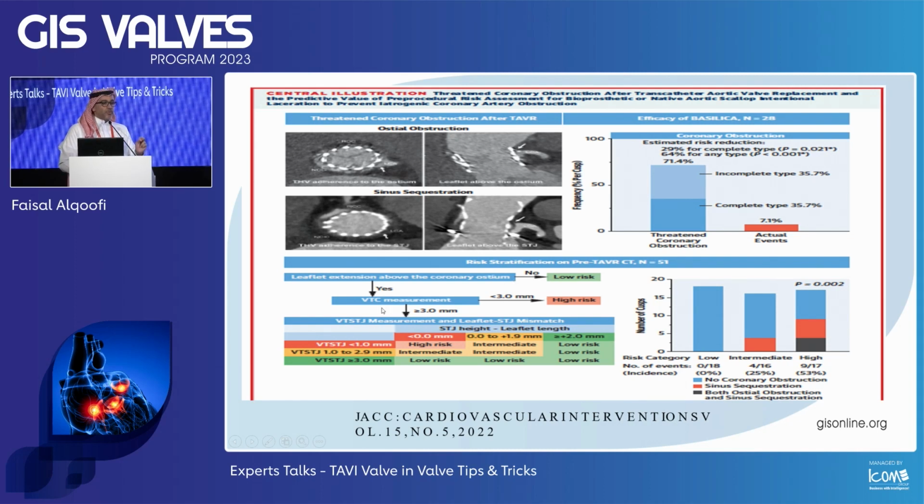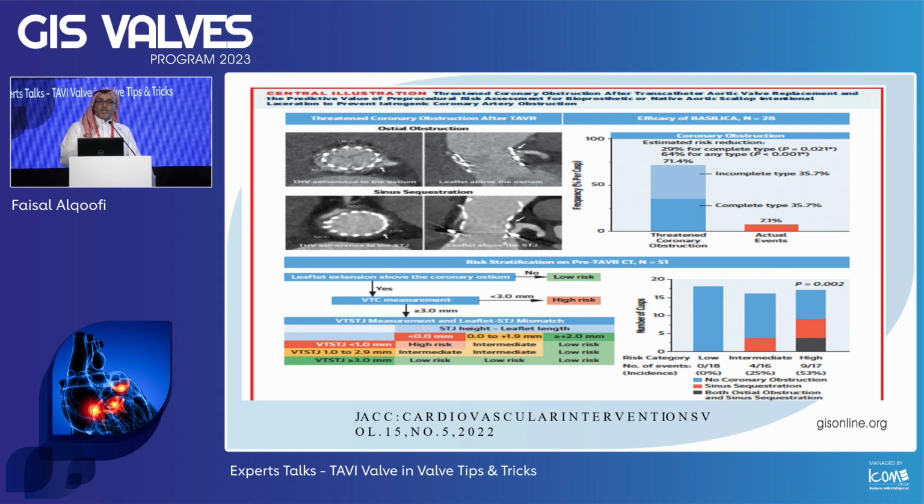The second important measurement that we know a lot about from the Valve-in-Valve registry is the VTC. If you have a VTC more than or equal to 3, that's a low-risk case. If it's between 3 to 6, it's intermediate. More than 6 is a high-risk case. But with those proportion of patients who do have a VTC more than 3, then you're going to look at the virtual valve to the STJ. If you have it more than 3, it's a very low-risk case.